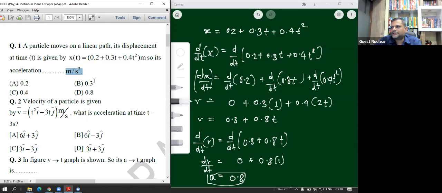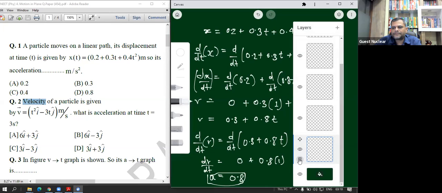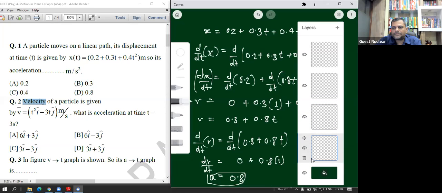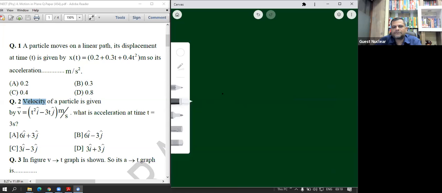D here. Yes. Let us see question number 2 here. The velocity of the particle is given by v bar, which is equal to t square into i bar minus 3t into j bar, in meter per second. So what is the acceleration at time t equal to 3 seconds?